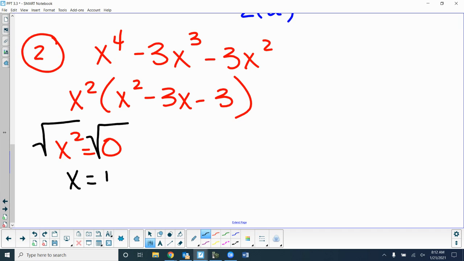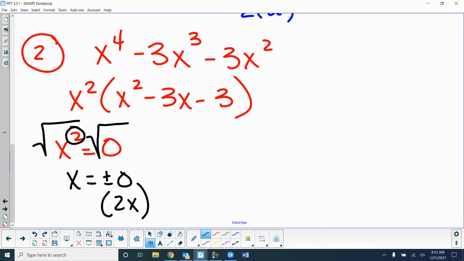So I get x is plus or minus 0. There's 2 zeros, so that's 2 times. When you look at the graph, what's it going to do at 0? Since it's twice, it bounces, yeah. Now, to find the other 2, I can use the quadratic formula, right?